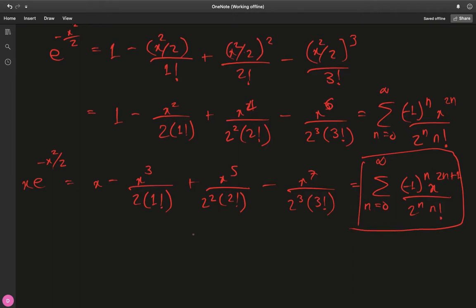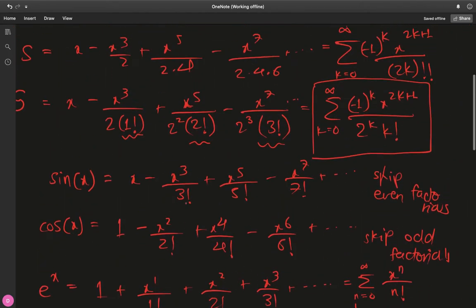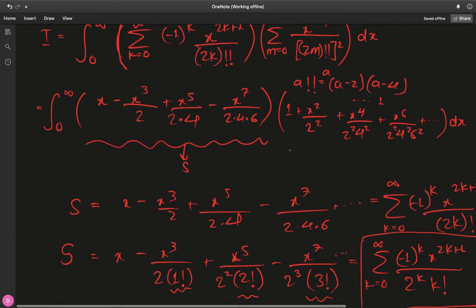So we have successfully established that our first sum is basically equal to x times e raised to minus x squared over 2. Isn't that a fascinating and a wonderful fact? That was with regards to s.